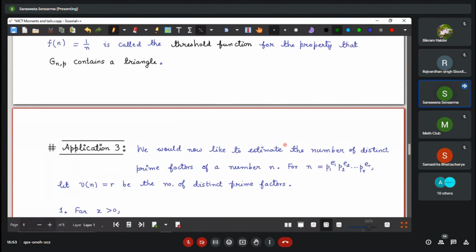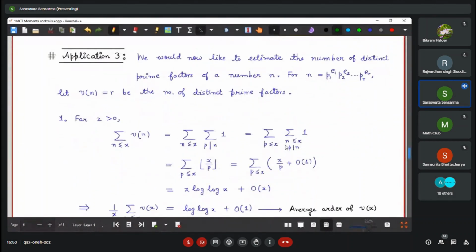Does anybody know what the answer is? Has Professor Ramjan told you something like that? If not, not a problem. So you would like to find the average number of prime factors for a given number n. Okay, so look at this.